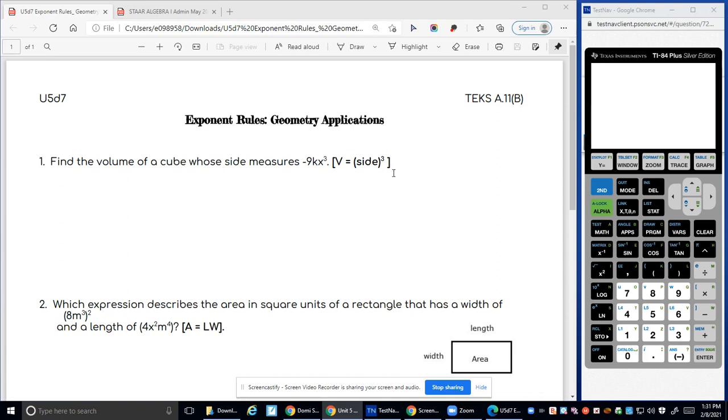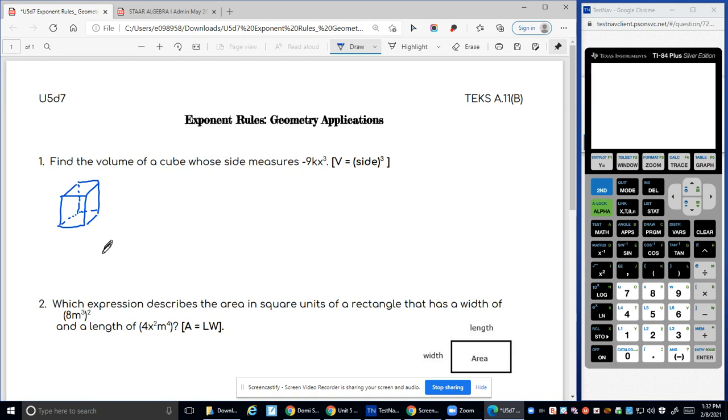Here we have this, and I hope you're following along with your own notes. We want to find the volume of a cube whose side measures negative 9kx cubed, or we could say x to the third power. I'm very visual, so I'm going to sketch a little picture of a cube. If you recall, a cube is where all the sides are equal. Something like this. Please forgive me, my drawing's not perfect, but it's mostly just to get the idea.